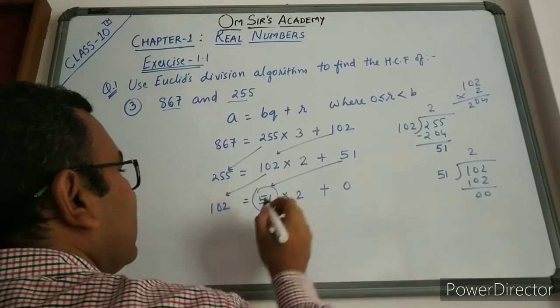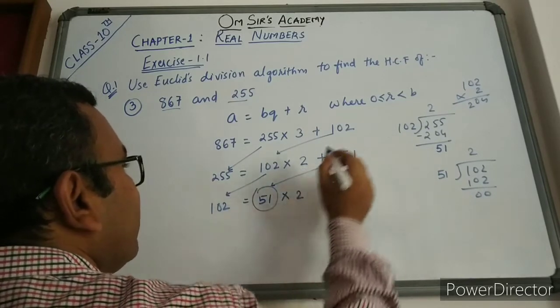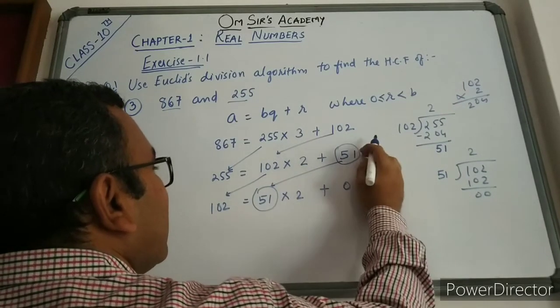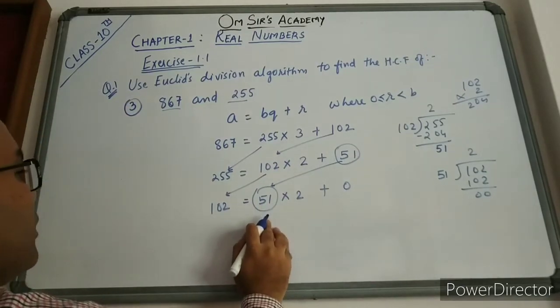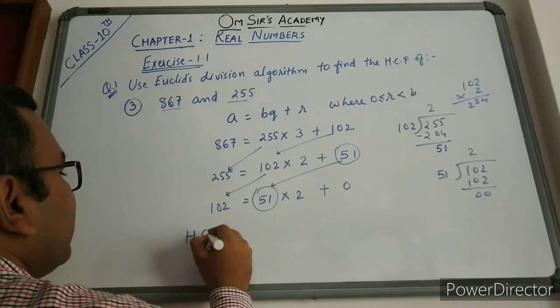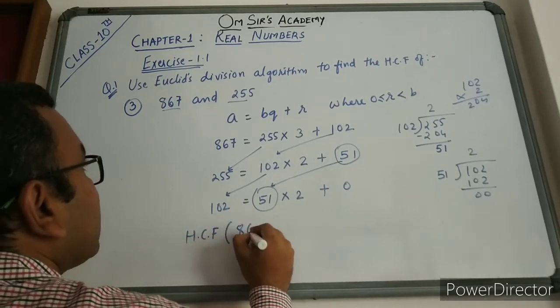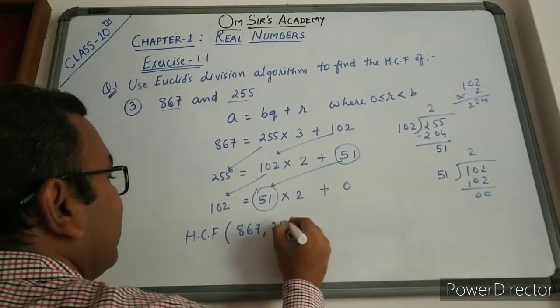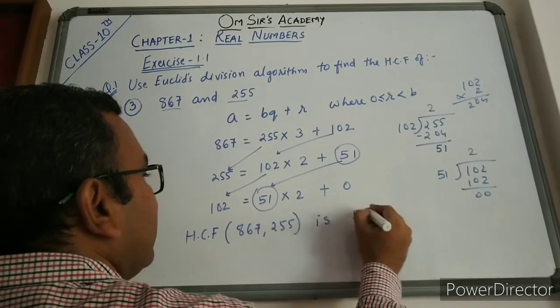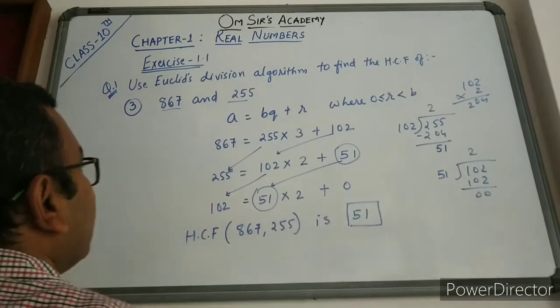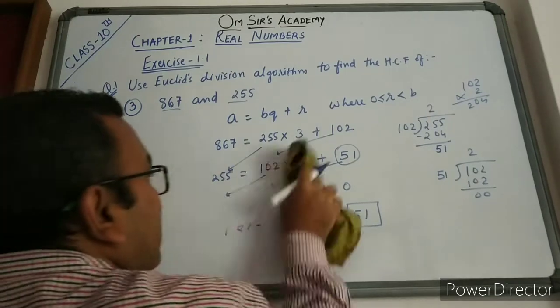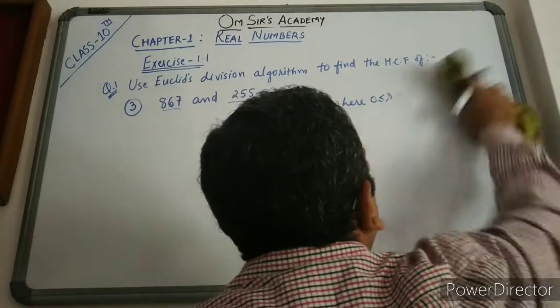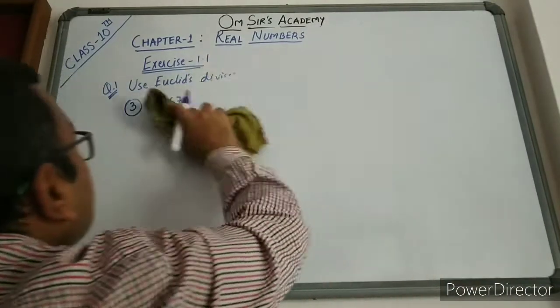So in the last step, what is my B? B is 51. Or in the second last step, what is my R? That is 51. So this is my HCF. So the HCF of 867 and 255 is 51. So this is your answer. Is it clear, friends? Now let us move to the next sum.